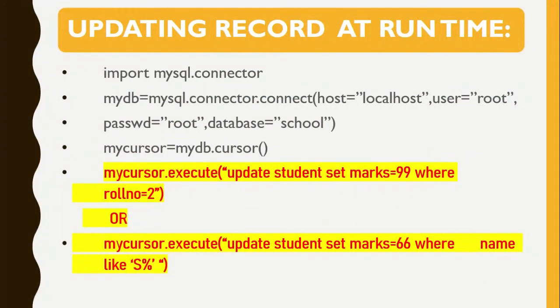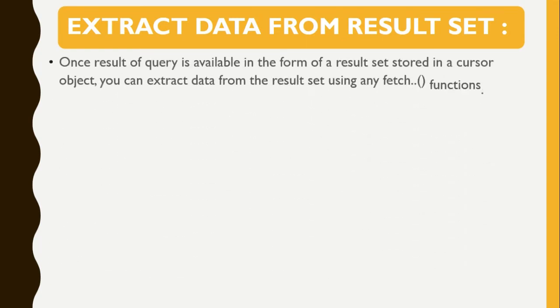So I hope this point is clear to you. Now we will move to the next slide. Extract data from the result set. So once the result of query is available in the form of a result set stored in a cursor object. Okay, so extract means you want to display the data.